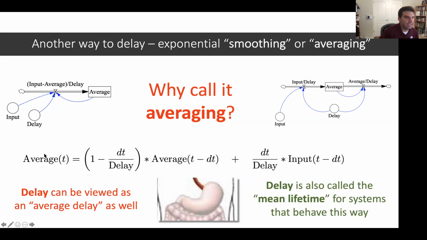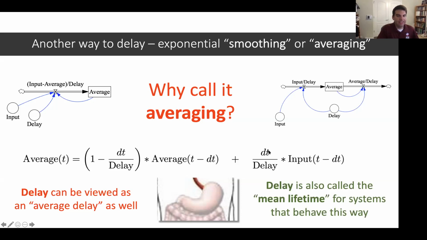But the basic idea here, this is what's been implemented inside Vensim or Insight Maker behind the scenes. We have two components that could play a role in the output. The average is the output, the average at time t. We're saying the average at time t is a mixture of the previous average at the previous dt time step and the previous input at the previous dt time step.